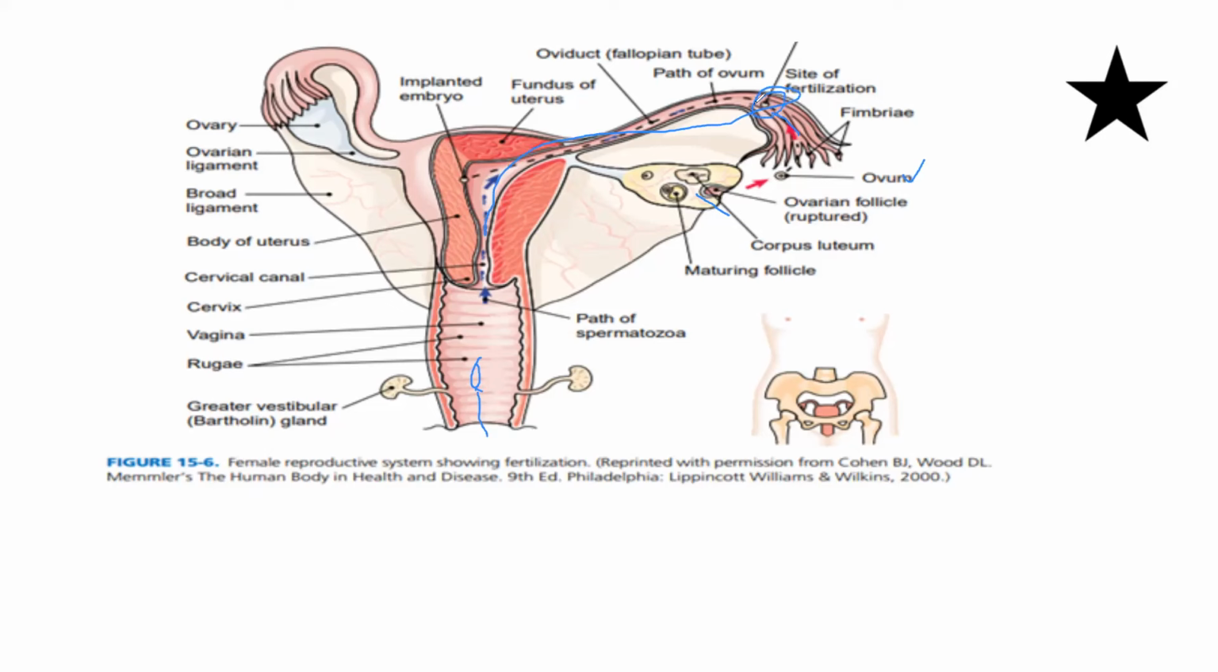This is the site, the location where fertilization takes place. Then a new cell will be formed, the zygote, or a new baby is formed. And then this zygote will travel and will develop over here in the uterus for 9 months or 10 lunar months. So this is the story.